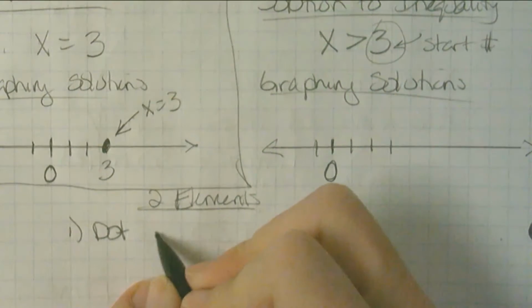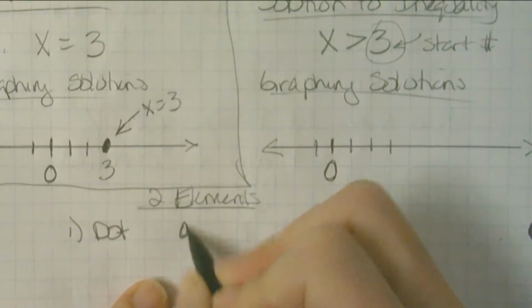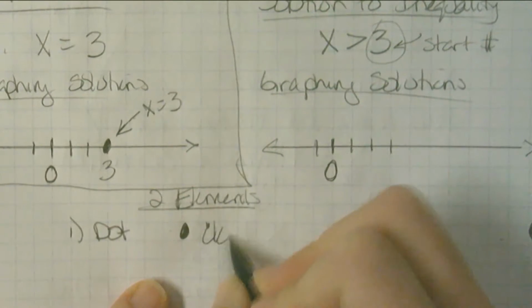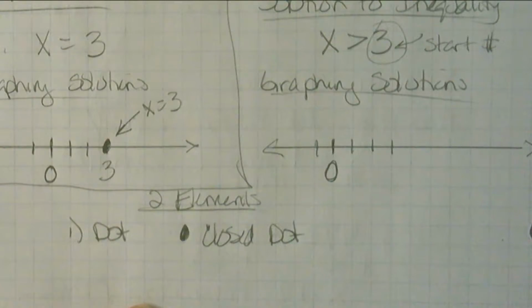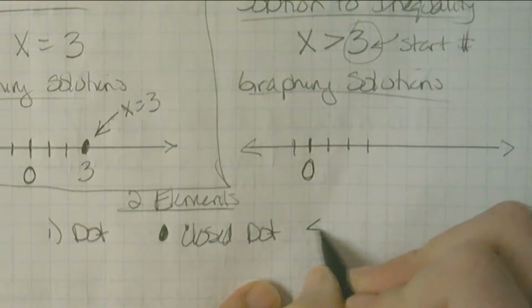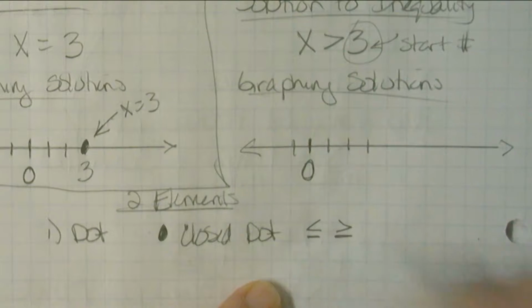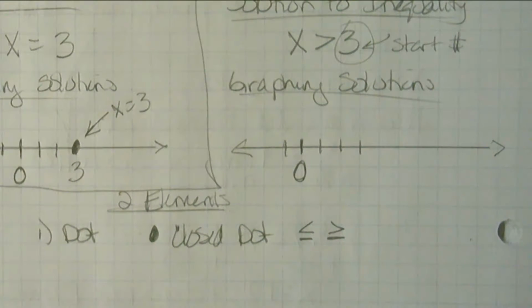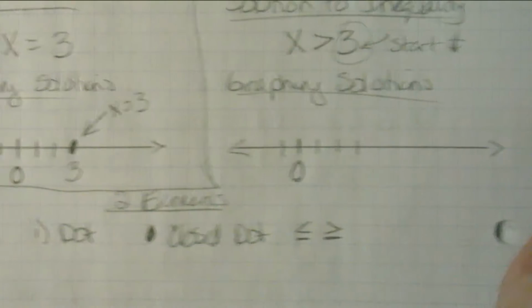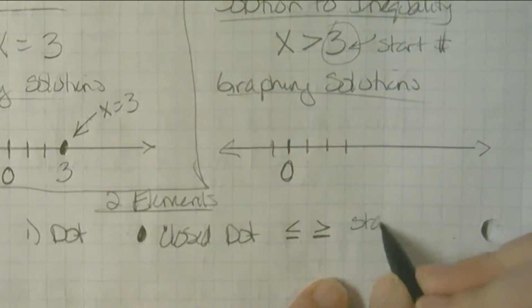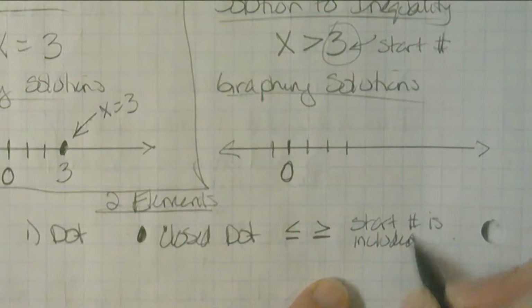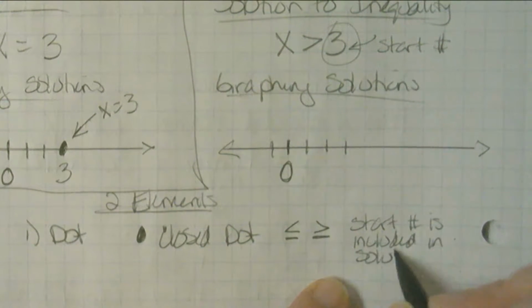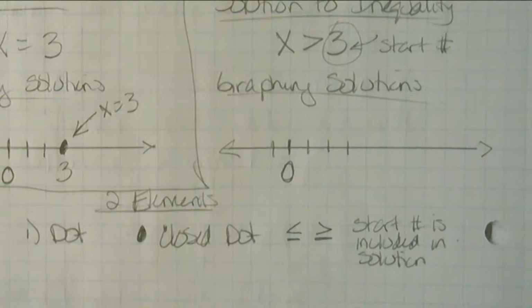All right, we have 2 possibilities for this. We have what's called a closed dot, and our closed dot is our less than or equal to or our greater than or equal to. What that means is our start number is included in the solution.